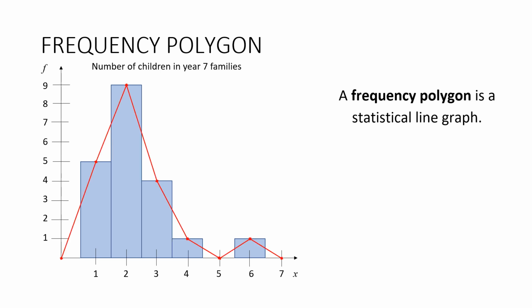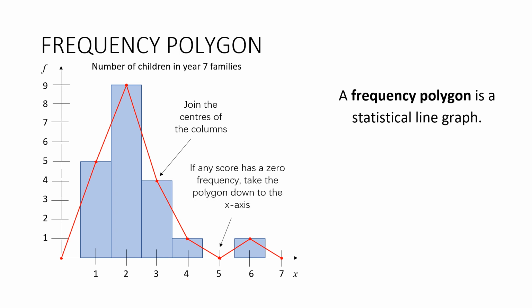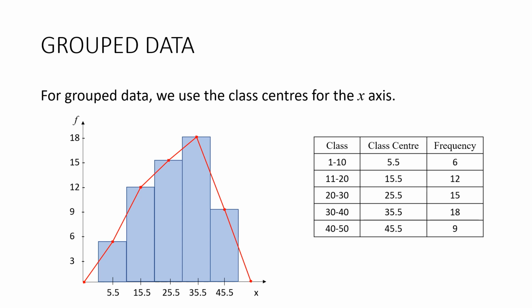And a frequency polygon is a statistical line graph. We join the centers of the columns. Now, if you have a particular score that has a 0 frequency, make sure you bring the polygon all the way down to the x-axis. And the polygon will start and finish at the x-axis. If we have group data, then all we do is use the class centers for this x-axis here.